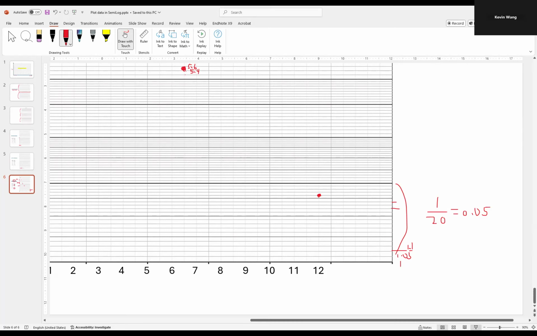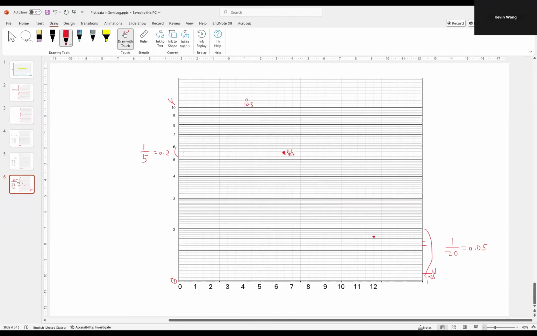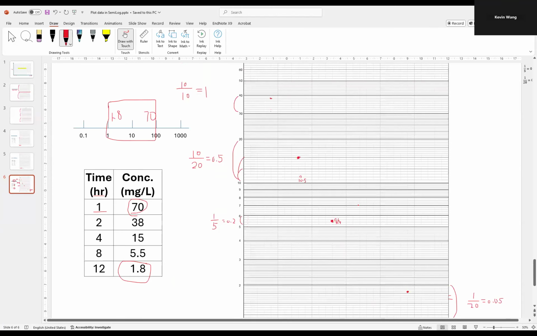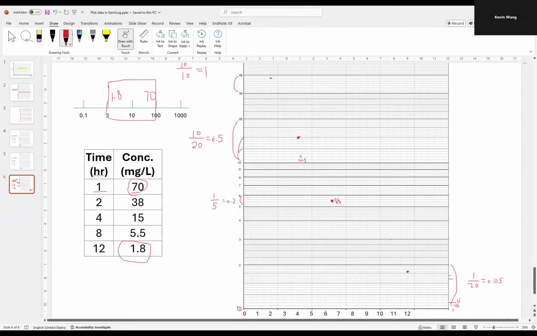So now let's see. So here is all the data we have. So now we finish plotting.